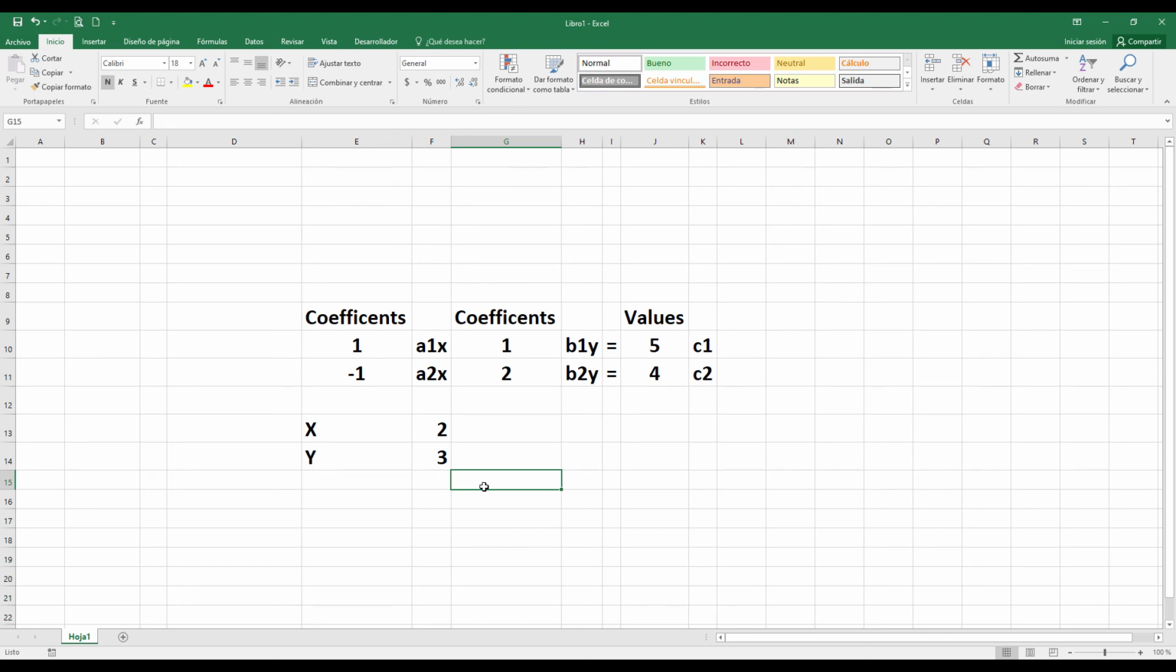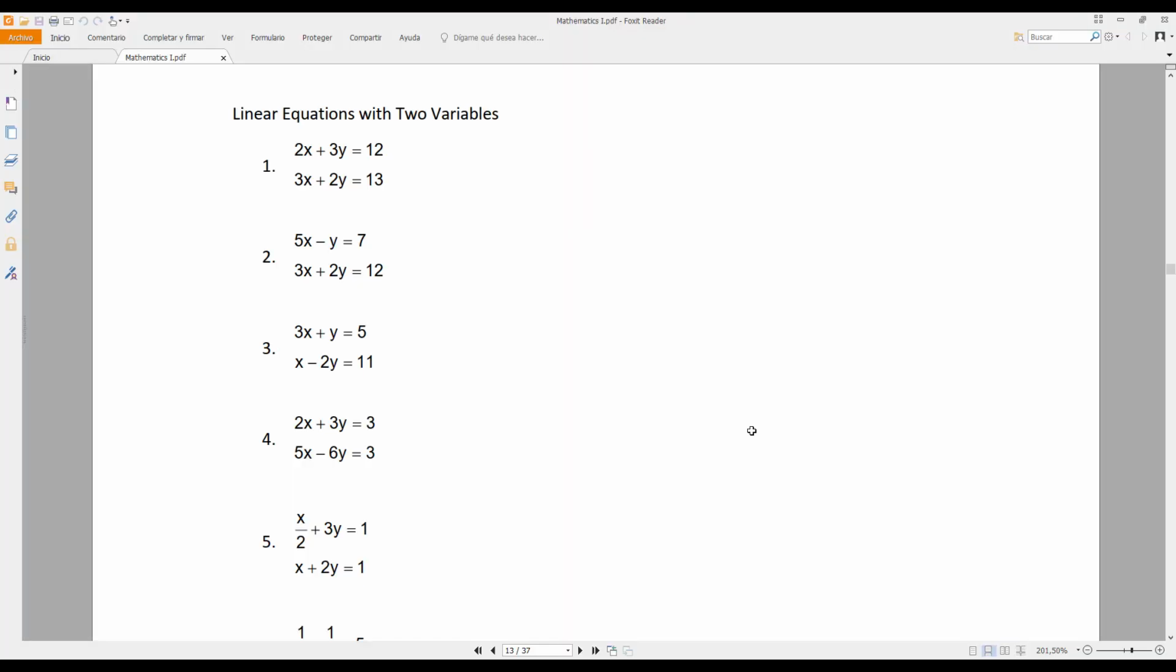Using that format. Okay guys, for the homework of today you will send me the first 5 exercises about linear equations with 2 variables.